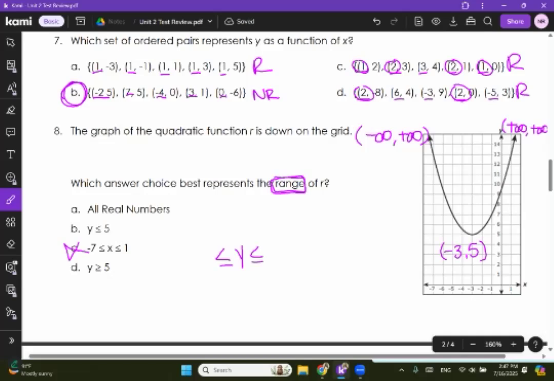So the lowest y value is 5. The highest is infinity. Remember, you only keep this part right here. It's not going to be all real numbers, but we must move the variable to the front. So that would cause it to flip, and you get y is greater than or equal to 5.